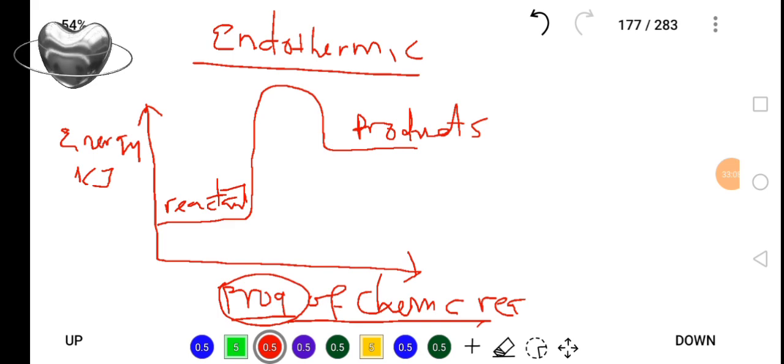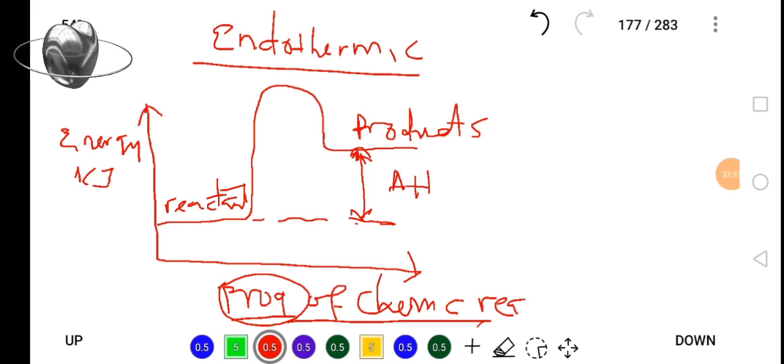And remember how we calculate the enthalpy change, my dear learners. The enthalpy change actually is the difference in energy content between the reactants and the products. So we are going to develop a dotted line, and we show the difference, the distance from there to there. This is where we are having enthalpy change. Okay?